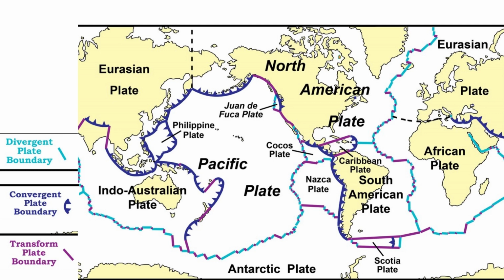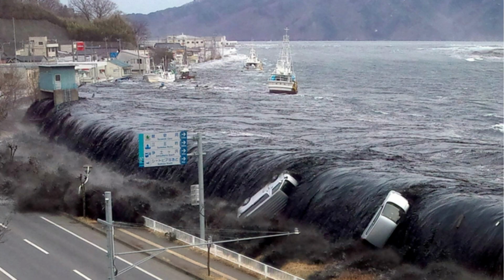Tectonic plates can result in the occurrence of earthquakes. An earthquake is the shaking of the surface of the earth resulting from a sudden release of energy in the earth's crust. When earthquakes occur beneath the sea, it can result in the formation of giant waves called tsunami.